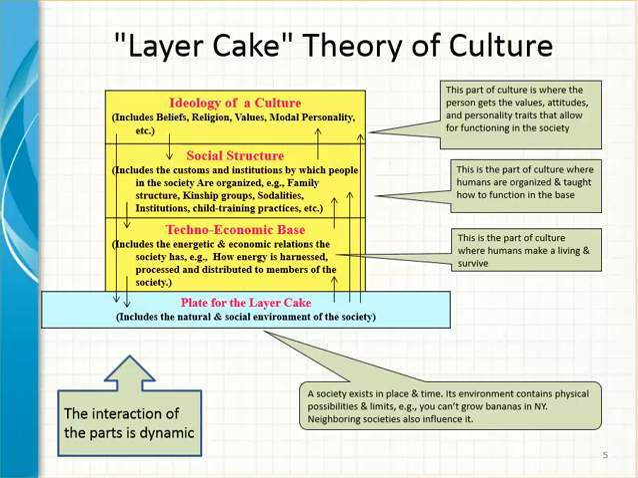Okay, now what is the layer cake theory of culture? So again, look at the graph or the chart on the left. There is the plate of the layer cake, the blue bar. Now that includes the natural and social environment of a society. The natural environment is where they live. It's the actual physical ecosystem. And the social environment are the neighboring cultures that are around them.